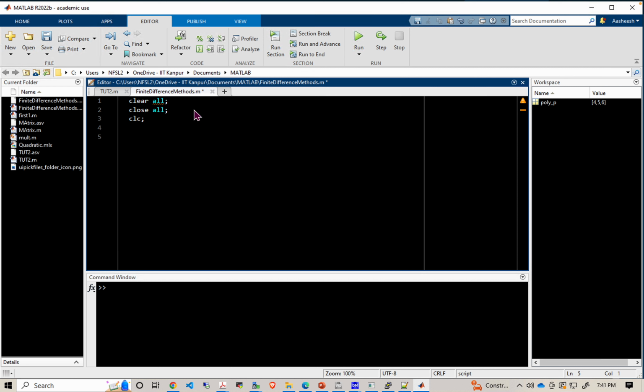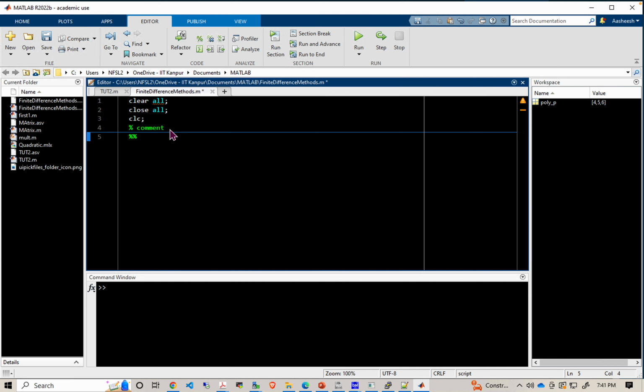Okay, and then there is a function in MATLAB: by typing percentage one time, you get a comment. This doesn't have any effect on the code. But if you type percentage two times, then it's a section, and section means you can run it by section.